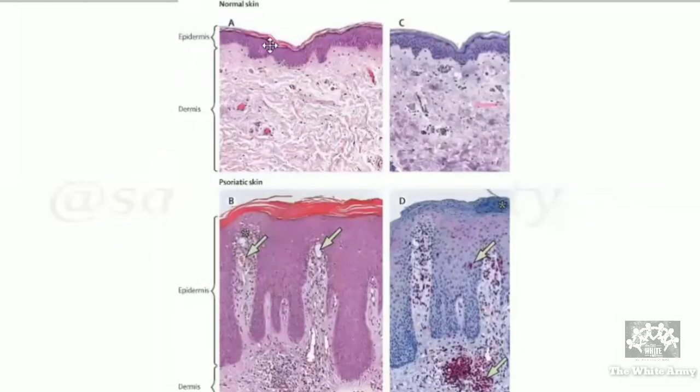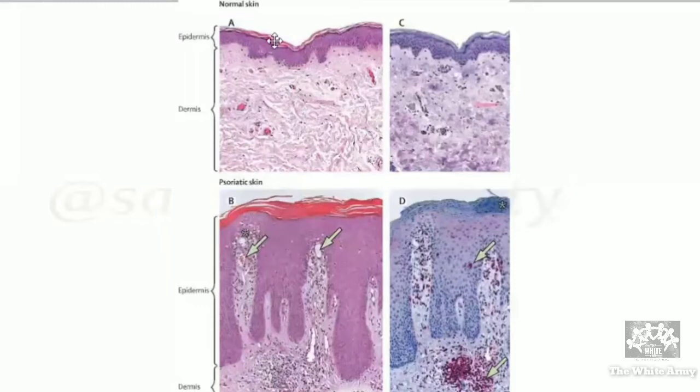Above you can see normal skin, epidermis and the dermis, and below is the psoriatic skin. You can compare: the epidermis is thinner in the normal skin, whereas in the psoriatic skin it is thicker and elongated. The ridges are elongated, and the dermal papillae are also elongated. Also, you can see the stratum corneum, a very thin layer in normal skin, whereas here it is a thick red layer. This is nothing but hyperkeratosis.